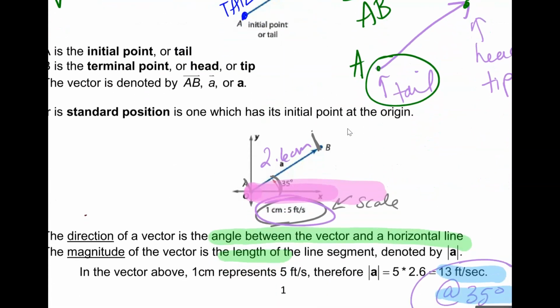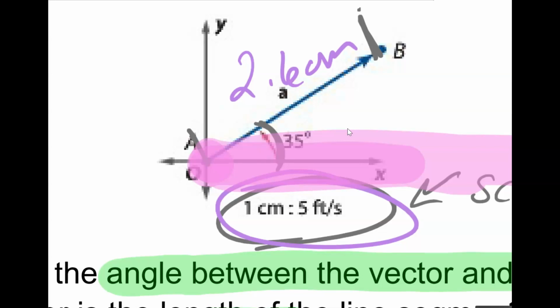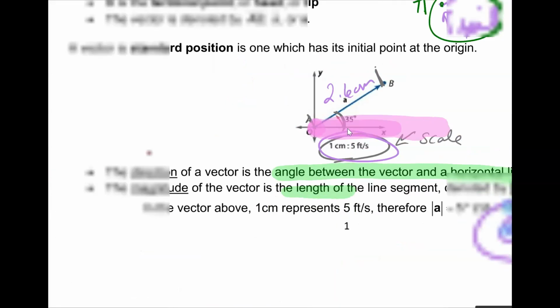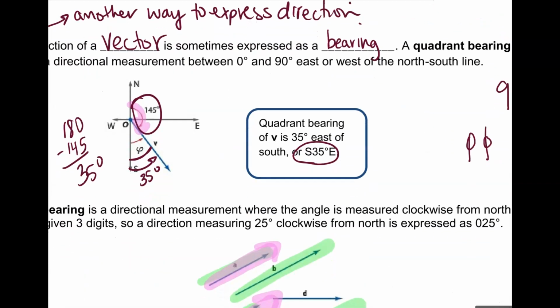A vector in standard position is one where its initial point is at the origin. Awesome, so here you can see the end of our vector is at point A and the start of our vector is at point B. The scale is 1 centimeter is 5 feet per second. If you measure it, you'll see it's 2.6 centimeters long. The direction is the angle, 35 degrees. The magnitude is the length of the segment, so that's just the absolute value. Here it is 2.6 centimeters, so 5 times 2.6 is 13 feet per second. So the full vector would be 13 feet per second at an angle of 35 degrees.